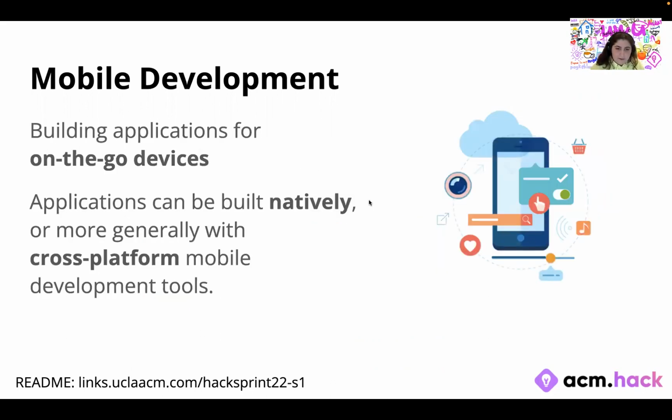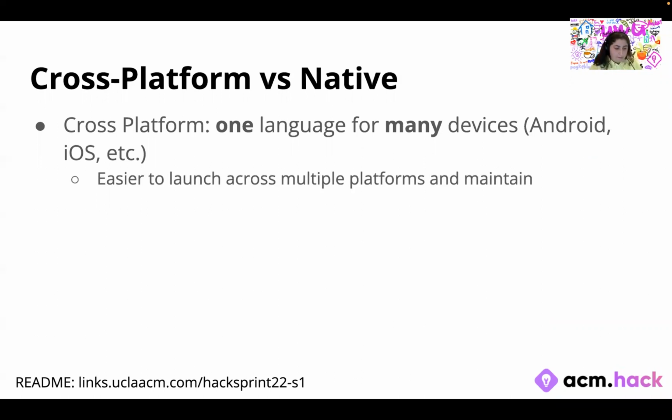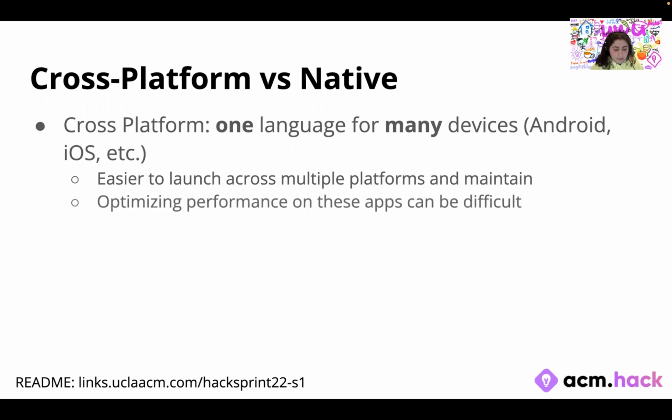Because of all these new mobile devices, mobile development has really expanded to building applications for general on-the-go devices. And the applications that we build can be built either natively or, more generally, with cross-platform mobile development tools. But what does that exactly mean? Well, cross-platform means that we're using one language for many devices. That one language can be used on Android devices, iOS devices, Windows phones, etc. The benefit of this is that it's easier to launch across multiple platforms and to maintain the code base, since it's just one for all. But the downside is that, at the cost of being able to adapt to multiple operating systems, it loses a little bit of its performance.